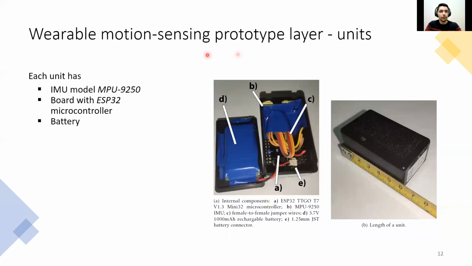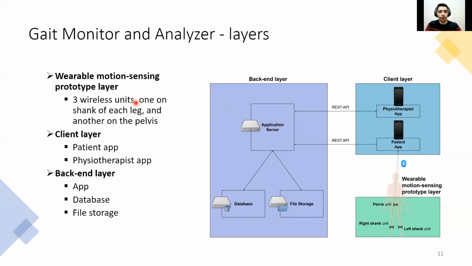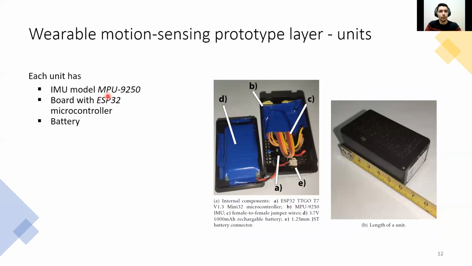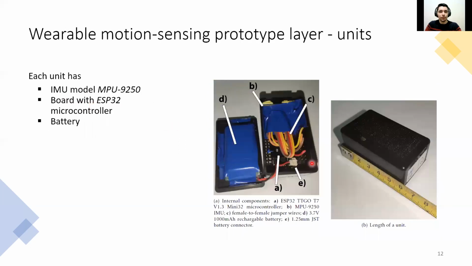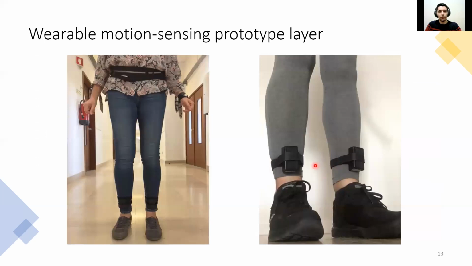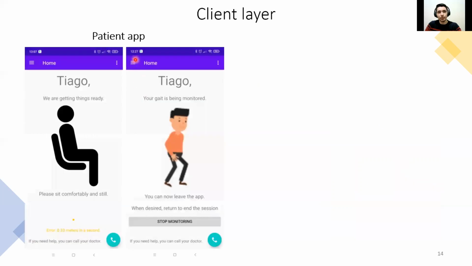Talking about the units, each unit of the wearable prototype has an IMU with the MPU 9250. It's got a board with the ESP32 microcontroller, as well as a battery in order to make it fully wireless. It's got compact dimensions and it's discreet. The positioning on the body is discreet, but the attachment is firm and also adjustable. You can fasten the units on the shank to a level you deem comfortable, as well as the one on the pelvis. And then in the client layer, we have the patient app.